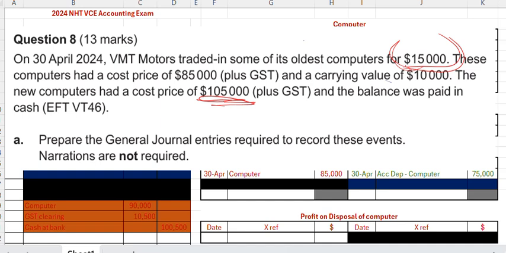So in terms of the debits and credits for this 15K transfer, it doesn't affect the bank. There is no money changing hands. Think about it. We are basically giving VMT Motors our old computer, and so that's going to reduce the amount we pay on the new one. So we don't touch the bank. We basically are going to increase the value of our computer account, and we're going to use our temporary account, the disposal, to facilitate this.